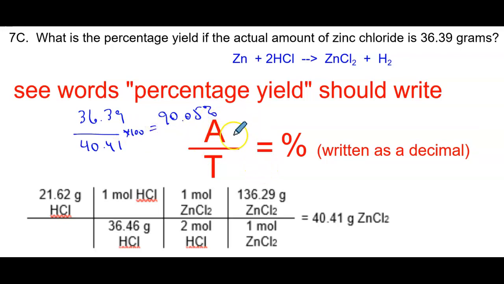Okay, so A over T, actual is what we got in the lab. Theoretical you have to get from stoichiometry, starting with the limiting reactant.